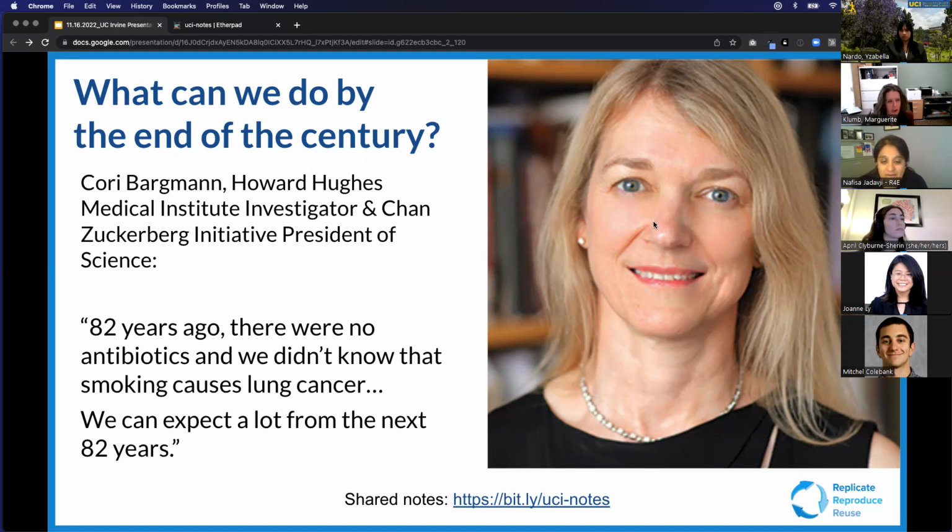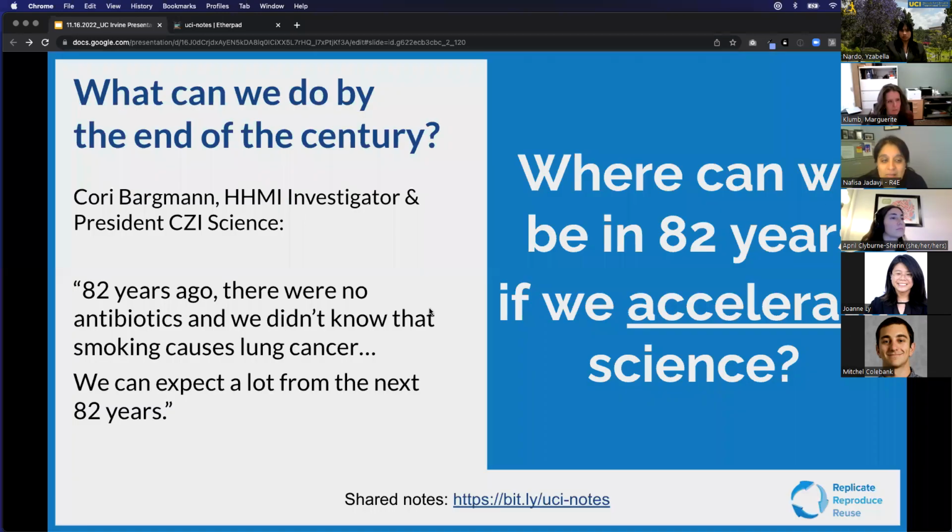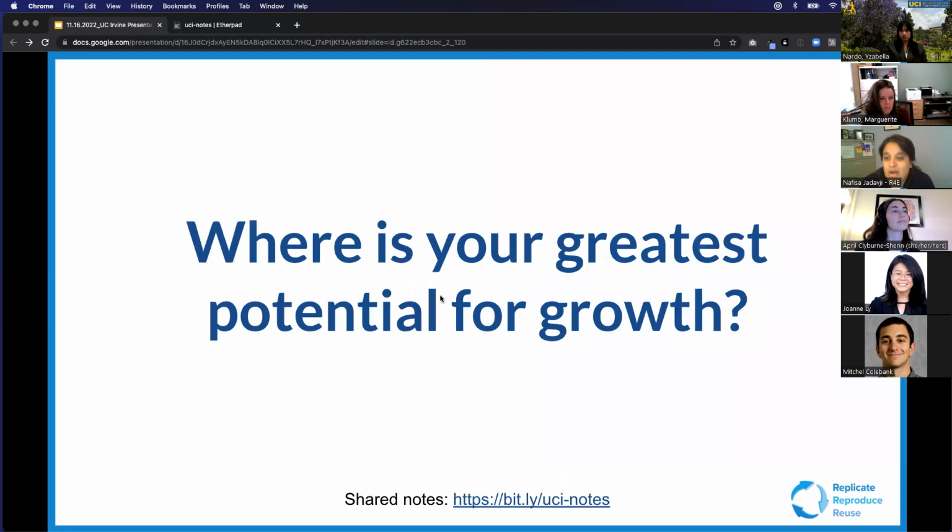Okay, great. Next slide. The goal of this workshop is to show you some tools that can help accelerate science and hopefully propel you to do more reproducible research. Okay, great. Next slide. We're going to talk a little bit about the potential for growth.